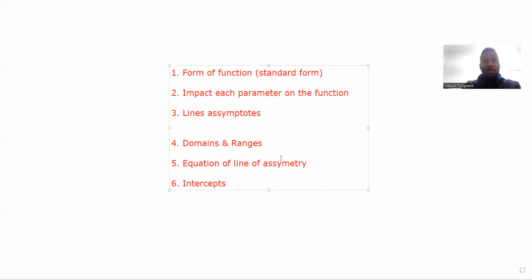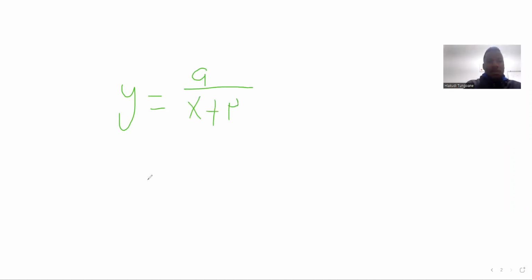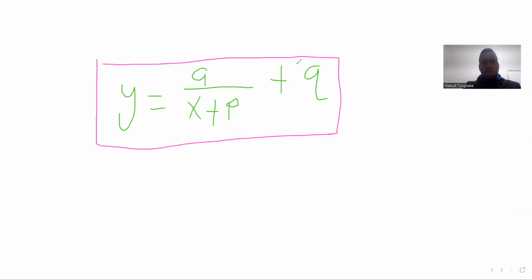When we talk about the hyperbolic functions, we're talking about functions of the form y equals a over x plus p, plus q, where a is a parameter that we're going to come to, and p is also another parameter, plus q, right? This is the standard form for all hyperbolic functions.